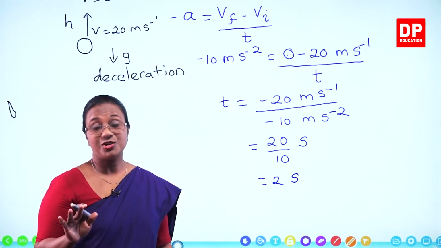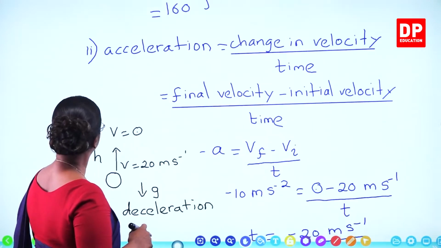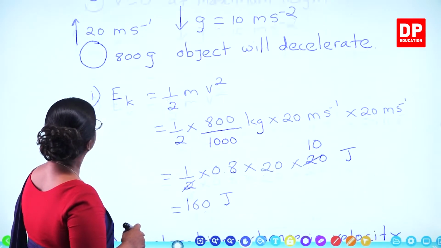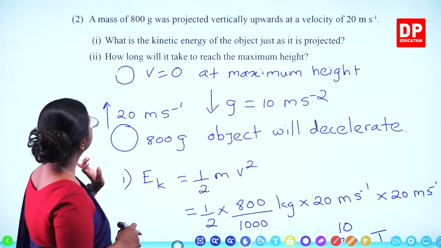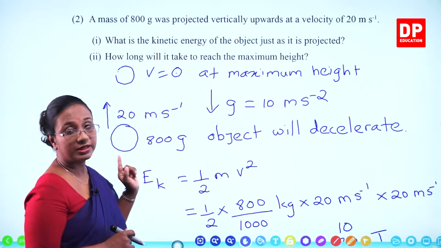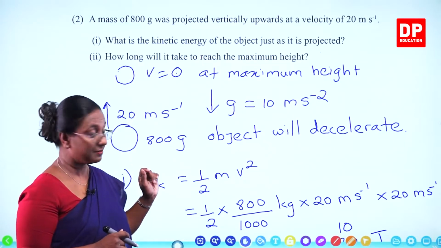So time taken for the object to reach the maximum height is going to be 2 seconds. Is that clear to you all, students? So if we go back and check, this is the calculation we did. Initially we found the kinetic energy. Then how long will it take to reach the maximum height?